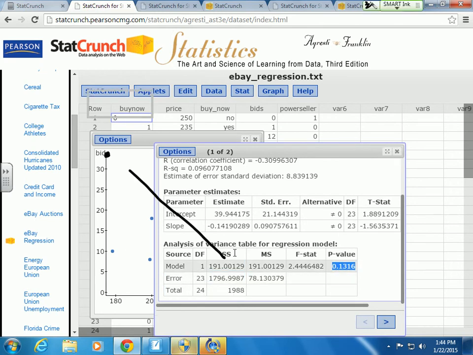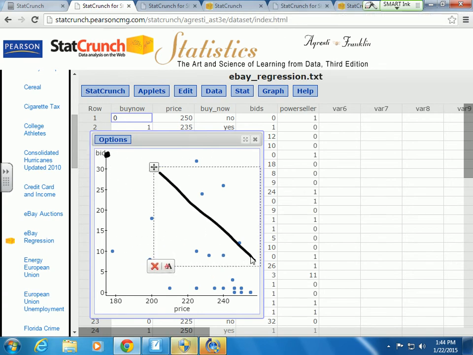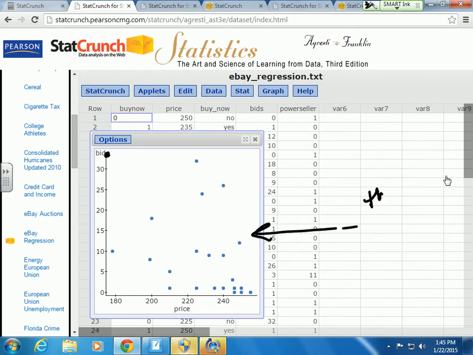This data is non-linear. Oh, I don't know what just happened there. Okay. So basically, I would conclude this data, if it's non-linear, don't do regression, especially linear regression.